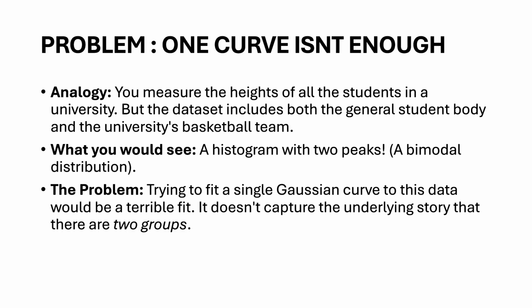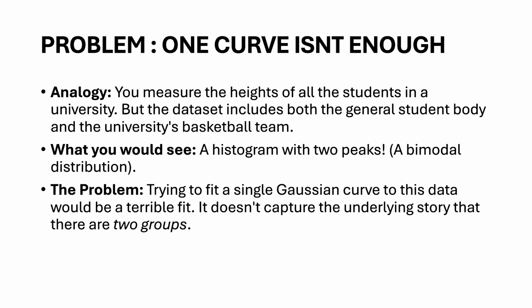Okay, fine, we can fit the entire data distribution. But what if there are multiple different curves? For example, let's look at this analogy where you measure the heights of all the students in a university. The data set includes both the general student body and the university's basketball team. In the general student body, there is going to be one Gaussian distribution. But the basketball team are people who are already tall, and within them there's going to be another Gaussian distribution. So you will see a histogram with 2 different peaks, and you can't just fit one single Gaussian curve.